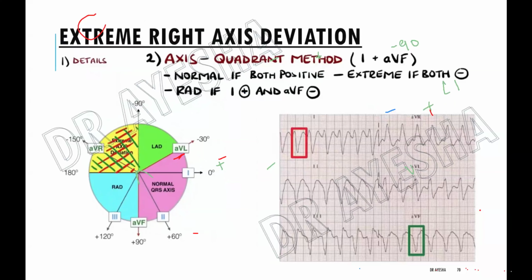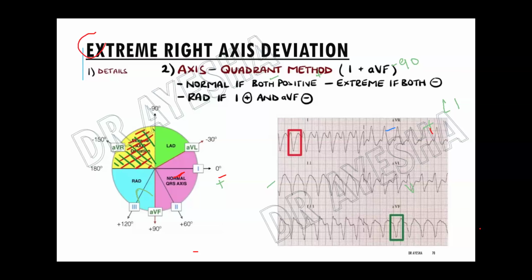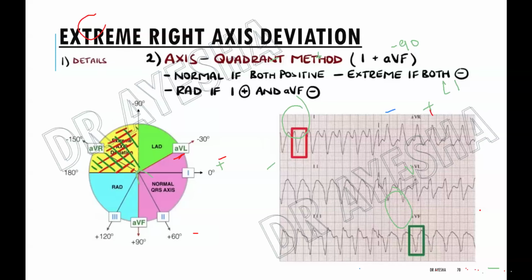Now look at the extreme right axis. In extreme right axis, because it is an extreme situation, both are negative, double thumbs negative. So normal, double thumbs up. Normal, double thumbs up. And in extreme, both thumbs are negative. This is negatively downward, and if you see the AVF, it is also negatively downward, okay?